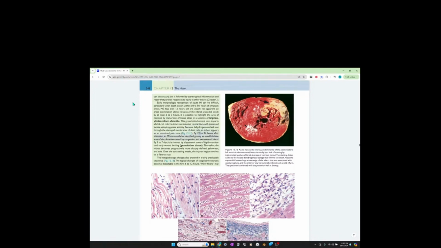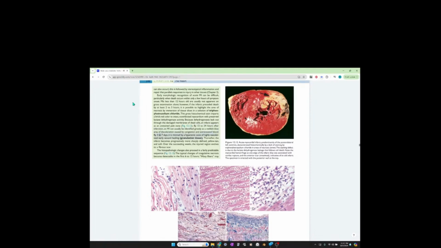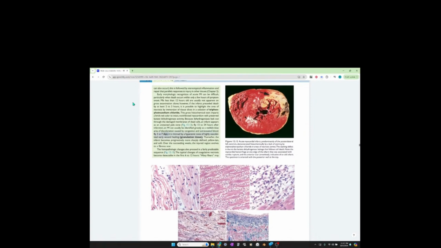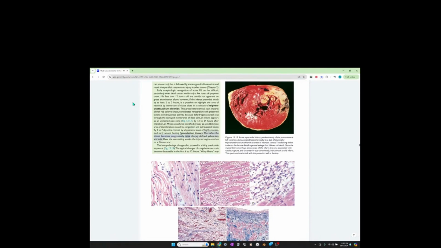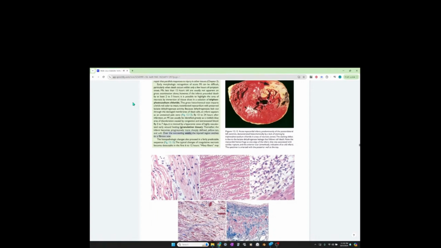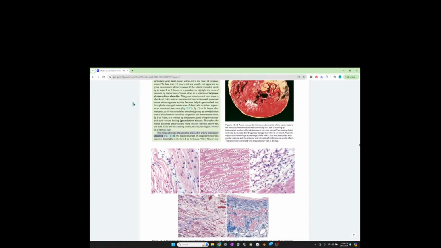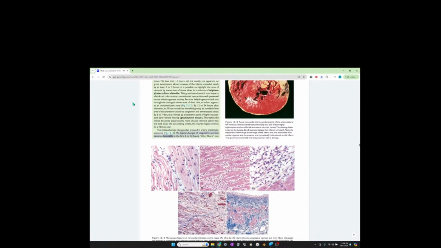By 12 to 24 hours after infarction, an MI can usually be identified grossly as a reddish-blue area of discoloration caused by congestion and extravasated blood. By 3 to 7 days, it is rimmed by a hyperemic zone of highly vascularized early wound healing. Thereafter, the infarct becomes progressively more sharply defined, yellow-tan, and soft. Over the succeeding weeks, the injured region evolves to a fibrous scar. The histopathologic changes also proceed in a fairly predictable sequence. The typical changes of coagulative necrosis become detectable in the first 6 to 12 hours.